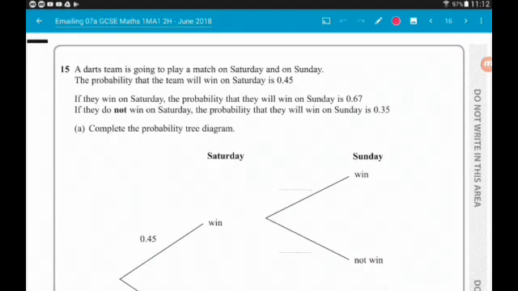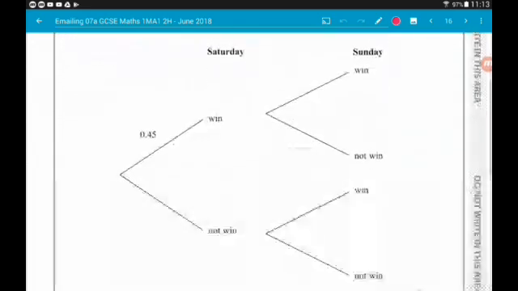Cool. Question 15. A darts team is going to play a match on Saturday and on Sunday. The probability that they will win on Saturday is 0.45. If they win on Saturday, then the probability that they will win on Sunday is 0.67. If they do not win on Saturday, the probability that they will win on Sunday is 0.35. Part A wants us to complete the tree diagram.